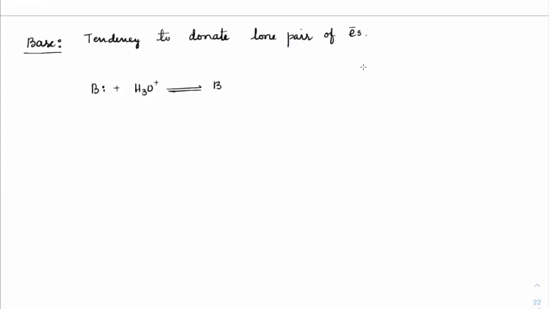Here we'll always talk about base in terms of ability to donate lone pair. So that is the tendency to donate lone pair of electrons. Keep writing with me. Suppose this is a base and there is something like H3O plus, it will accept the proton, right, and gets a positive charge on it and becomes H2O. This is the way it will be. Clear?